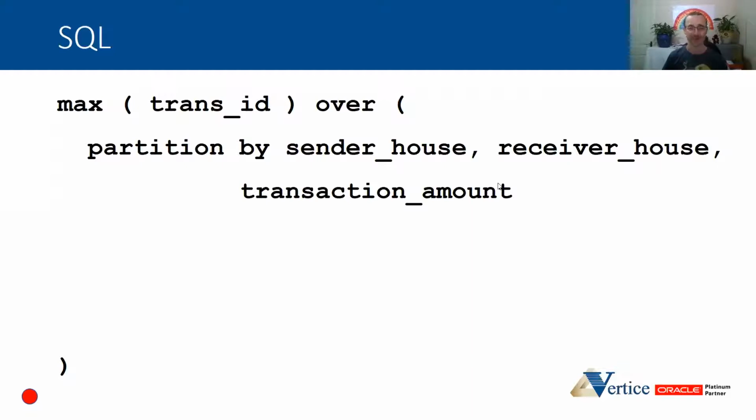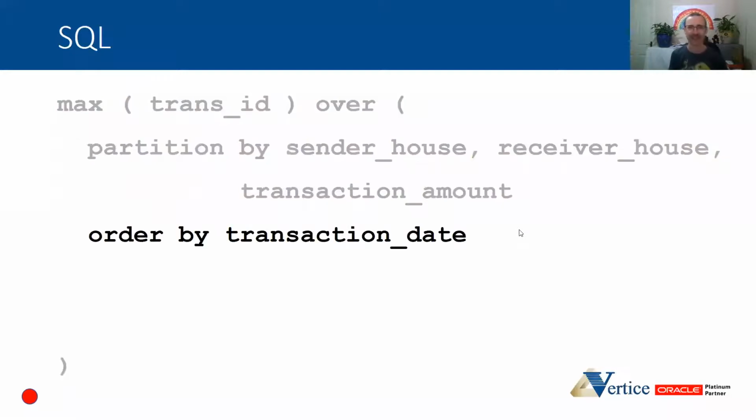We then want to look going forward over time. So we're sorting by date. There's always a date component to transactions. One will happen now, the next will happen later, and so on.